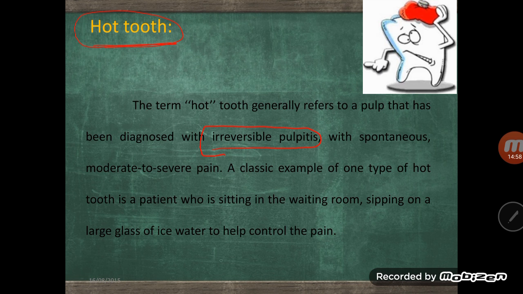A classical example of one type of hot tooth is a patient sitting in your waiting room who keeps taking cool water, or keeps an ice cube on the tooth surface to control the pain. This is a peculiar thing that you can see. This is the only thing that can give relief to the patient. Even an analgesic or a local anesthetic cannot relieve it. Only cool water can relieve the pain.